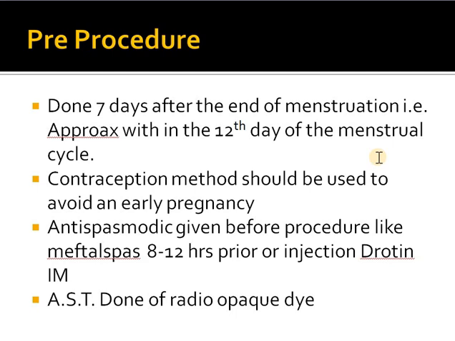Then next, due to the radio-opaque dye which we use, there is severe pain during this procedure. So just to avoid the pain, we give them antispasmodics in tablets or injections. Mainly Meftal-Spas is given 8 to 12 hours prior to the procedure, and injections like Tropin are given intramuscularly half an hour or 1 hour before the procedure.